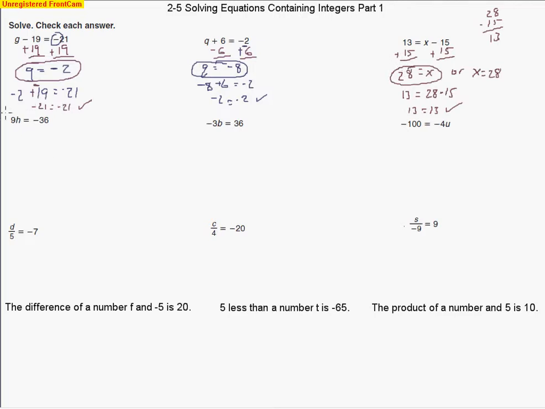Here we've got something a little different. 9 is right next to h. That means that we're multiplying 9 by h. So let's do the opposite of multiplying, which is division. So when I divide, the 9's cancel out, so I'm just left with h.